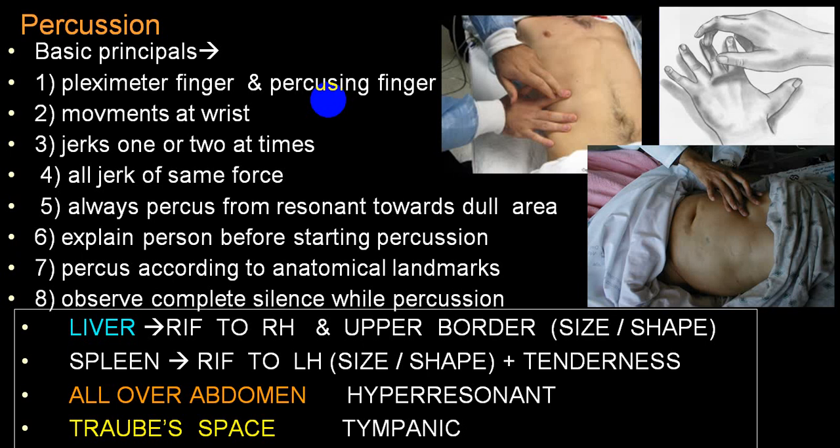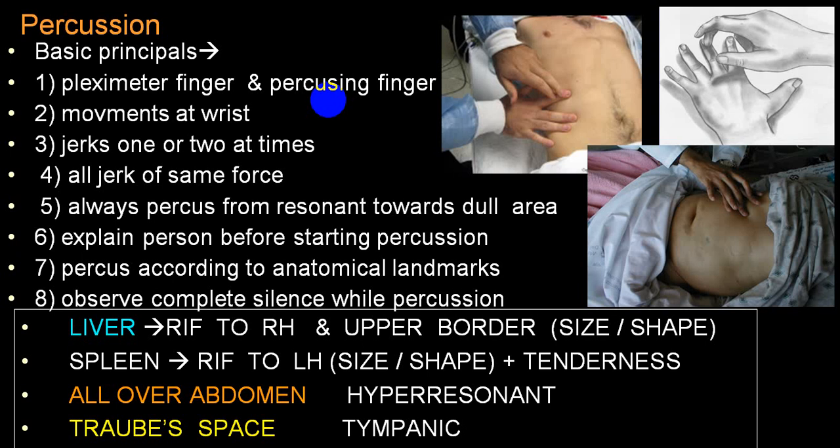while solid structures like muscle, bone, liver, kidney, pancreas, spleen, uterus, they all will be dull on percussion. Also, an area where there is fluid collected, like the bladder or free fluid in the abdomen, will also give rise to a dull note.